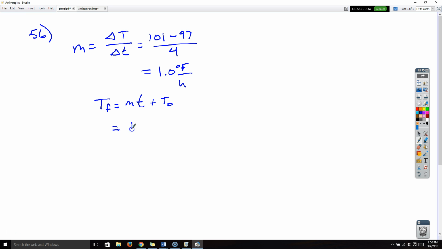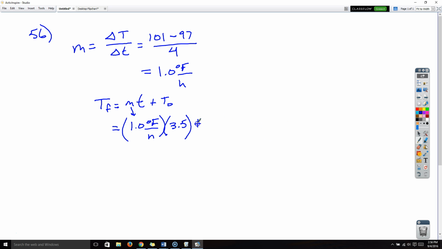Let's go and plug our numbers in. That would be 1.0 degree Fahrenheit for every hour. That would be our m value. Our time value here would be 3.5 hours. That's how long it took us to go from our 12:05 p.m. to our 3:35 p.m.